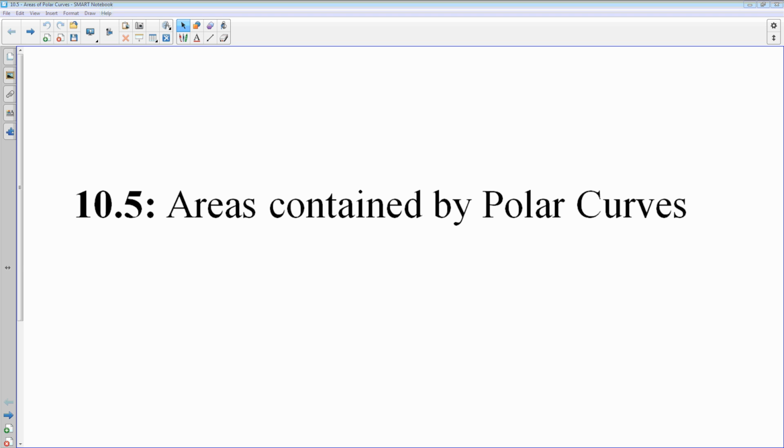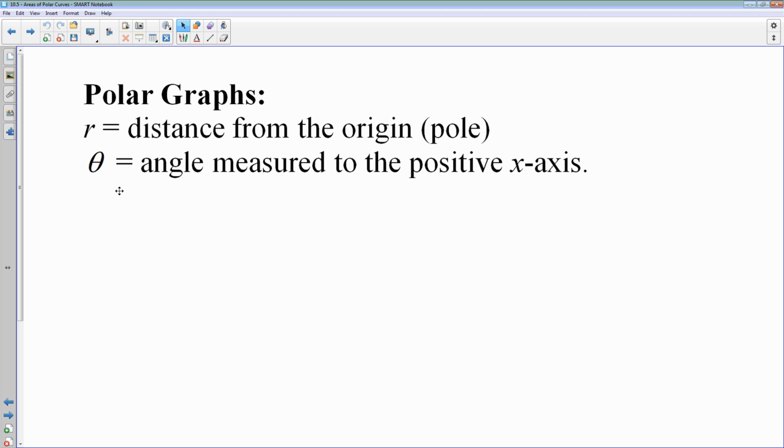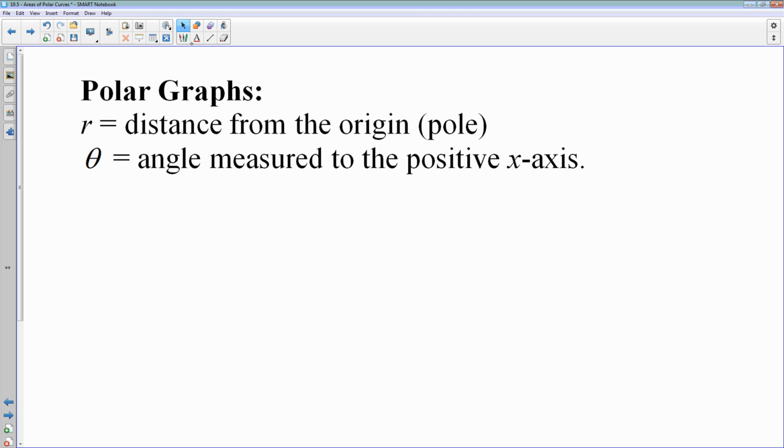All right, finding areas contained by polar curves. It's a lot different, a lot more different than areas of rectangular or even parametric curves. The thing you have to remember with polar curves is things are measured differently. You don't go up and down and left and right. You have some distance from the origin, and then you have some angle measured to the positive x-axis.